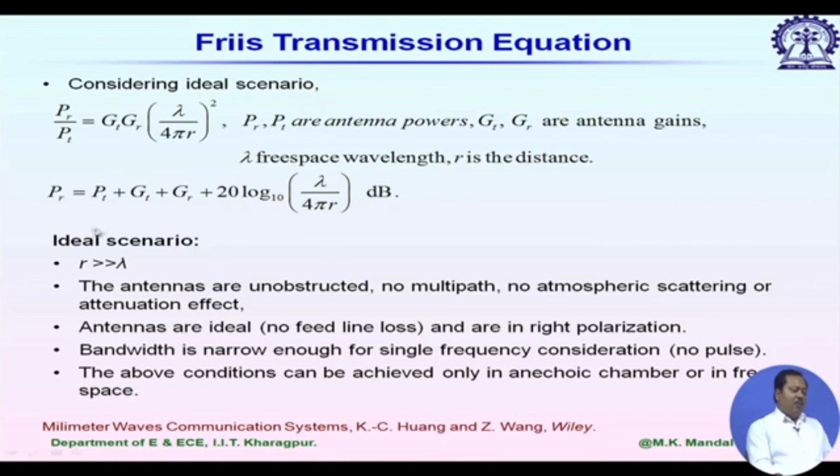So here are some more points which we did not consider while deriving it. First, r is much more compared to lambda, so that we can consider it as a plane wave. Then the antennas are unobstructed, no multipath propagation is there, no atmospheric scattering or attenuation effect is there. Then the antennas are ideal, which I discussed, and are in the right polarization. Bandwidth is narrow enough for single frequency consideration, this point also we discussed.